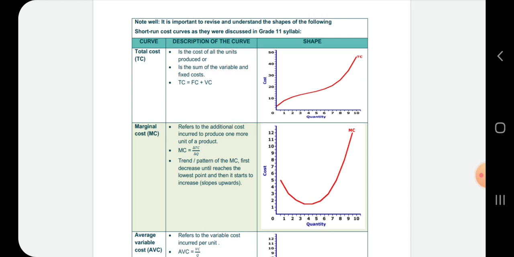So it is the cost of all units produced, or the sum of variable and fixed cost. So we say quantity multiplied by cost, right? Which cost is fixed cost plus variable cost. Now, the more quantities you produce, the higher the total cost.